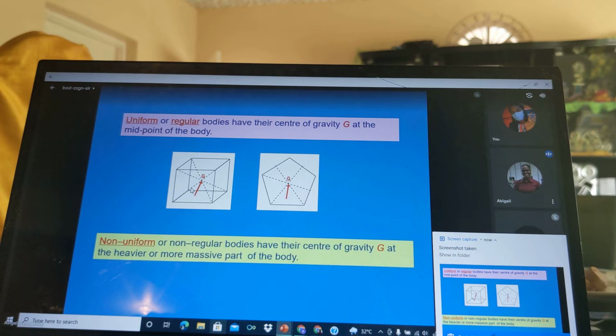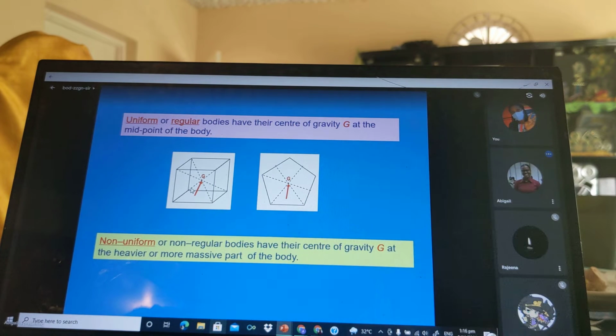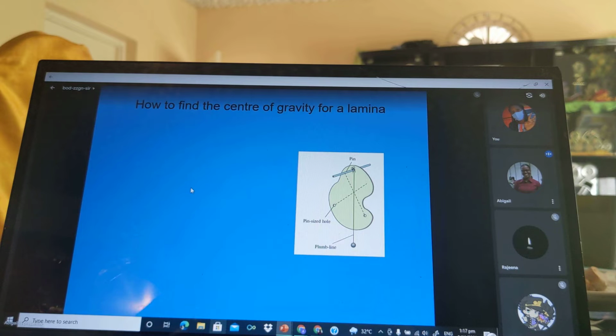For our non-uniform or non-regular bodies, they have their center of gravity closer to the heavier or more massive part of their body. So anywhere most of the weight or the mass of the body is, their center of gravity will be closer to that part. And we have a specific way of finding the center of gravity of a lamina. A lamina is just an irregular shaped body. So how we find the center of gravity of our irregular shaped lamina is, say we have this lamina here. It doesn't have a definite shape.